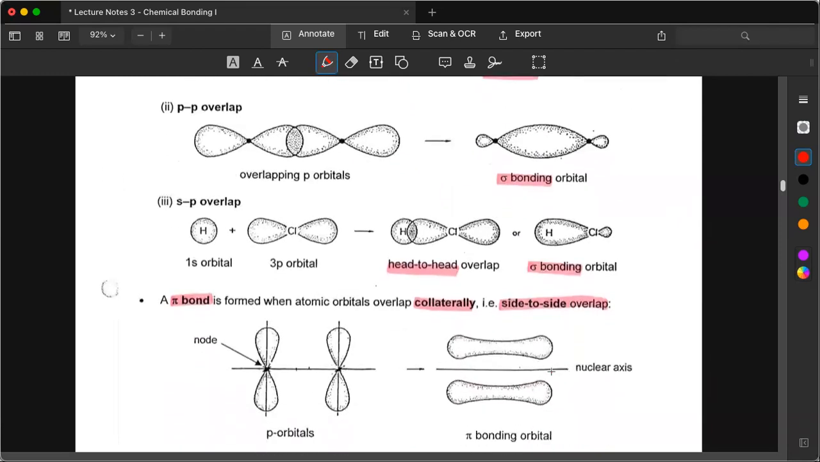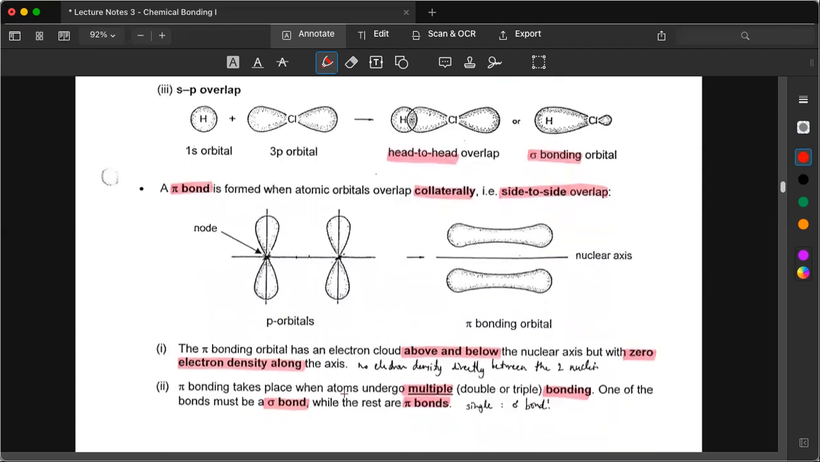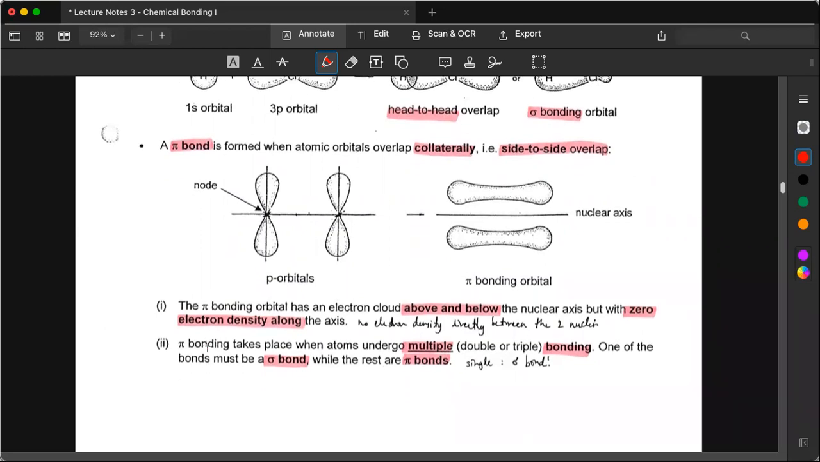But if we have something like this, a pi bond, the orbitals are overlapping collaterally, meaning side-to-side overlap, like this. In this case, the pi bonding orbital has an electron cloud above and below the nuclear axis, but zero electron density along the axis. So there's no electron here. The electrons are concentrated above and below the axis. Pi bonding takes place when atoms undergo multiple bonding, like double or triple bonds. One of the bonds must be a sigma bond and the rest will be pi bonds.